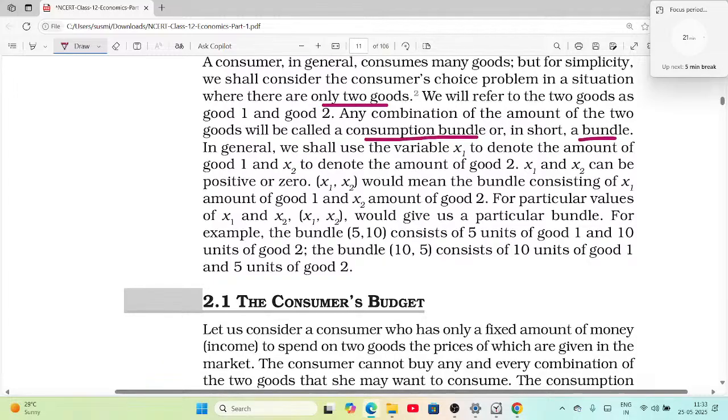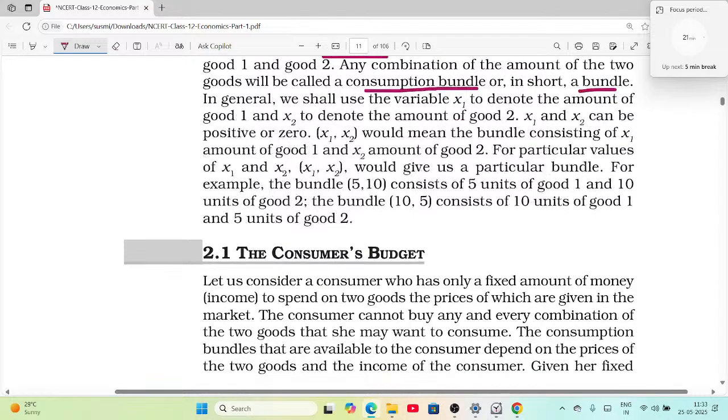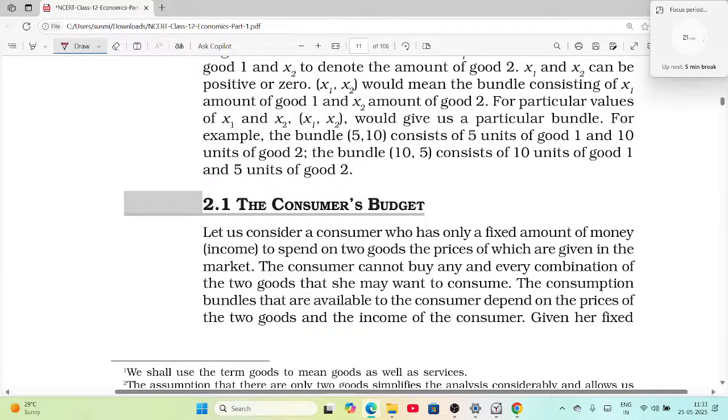We use x1 to denote the amount of good one and x2 to denote the amount of good two. x1 and x2 can be positive or zero. This would mean the bundle consisting of x1 amount of good one and x2 amount of good two. For example, particular values of x1, x2 would give a particular bundle.